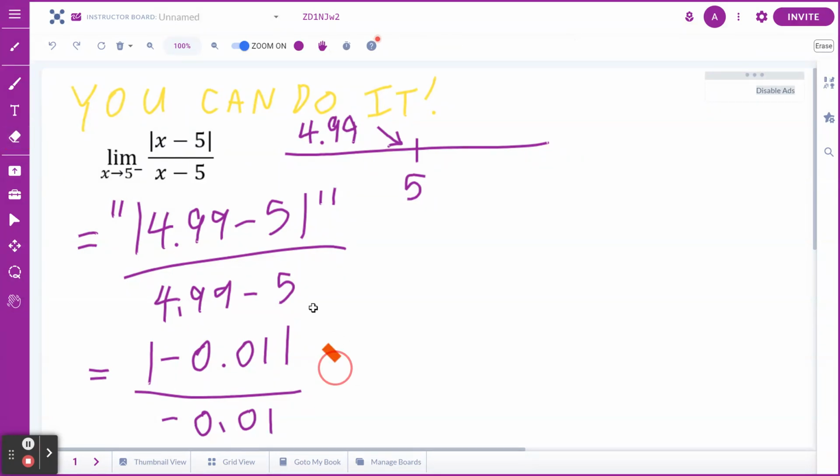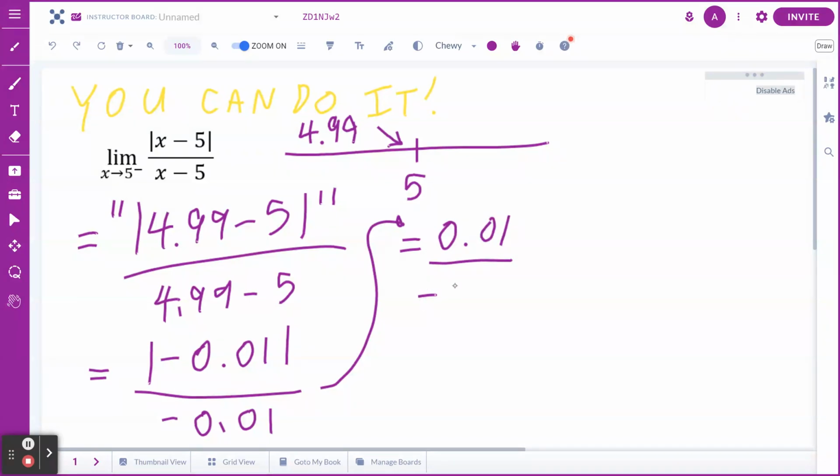So I'm going to draw an arrow here. Let's continue right there. So this equals positive 0.01 divided by negative 0.01. I'll put this in quotation marks, which basically equals negative 1.